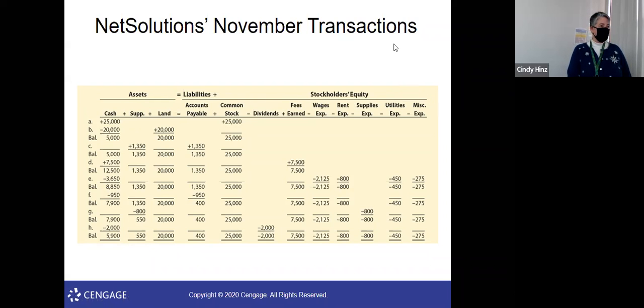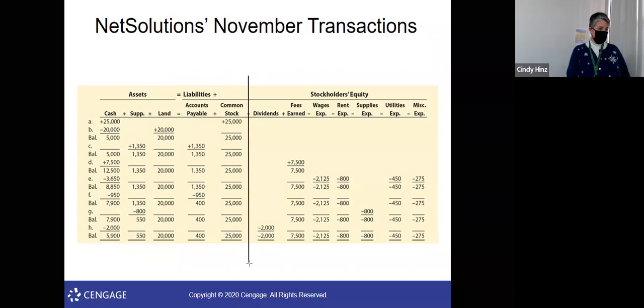Now last week, I had drawn a line right here, basically, and told you that to the left of this line are what we call the permanent or real accounts, and to the right of this line are the temporary or nominal accounts.